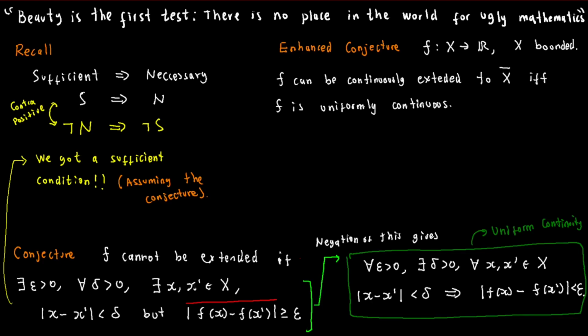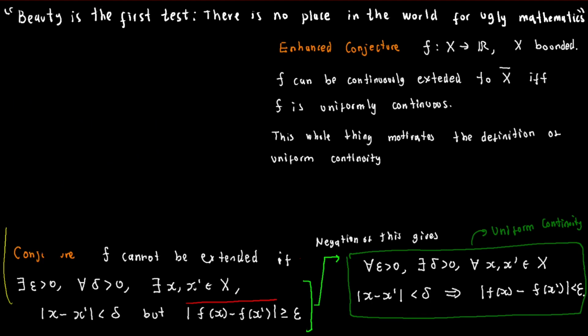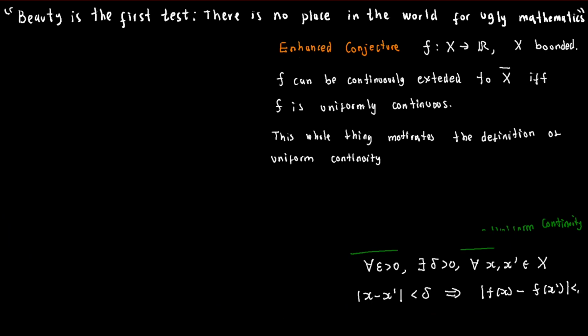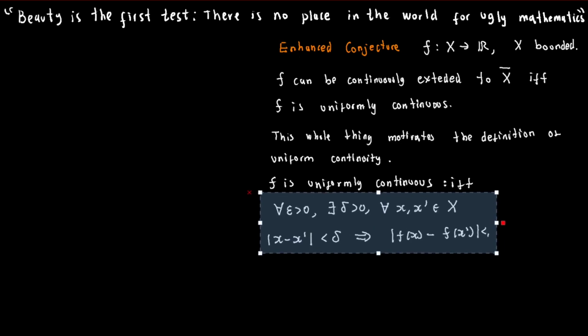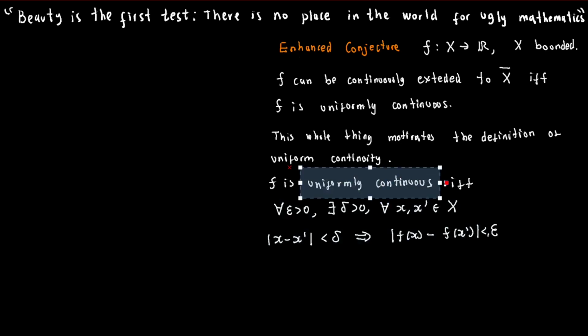While we won't be proving this enhanced conjecture today, it's not our goal either. Instead, we're here to motivate the definition of uniform continuity. A function is deemed uniformly continuous if it satisfies the second condition we've discussed. Sure, we could have started with this definition and gone on to highlight some of its properties, but that wouldn't make for an engaging discussion.